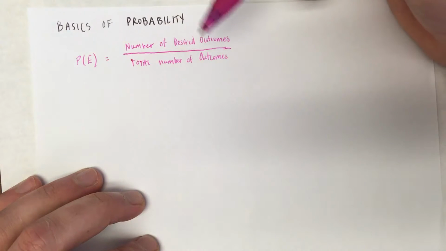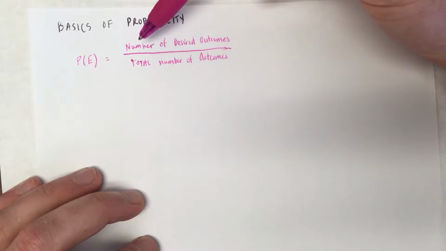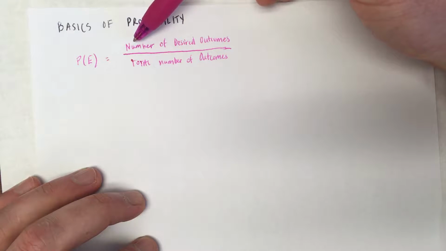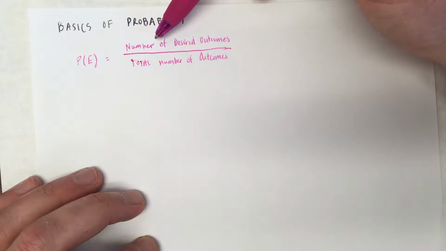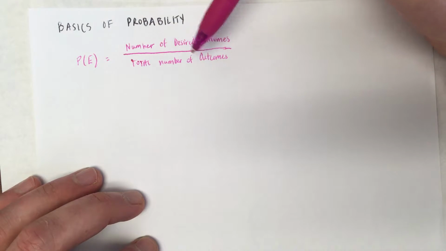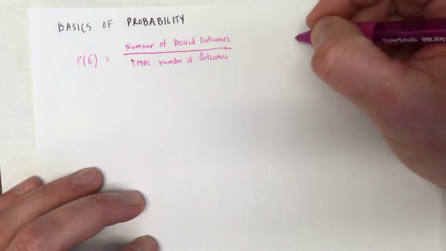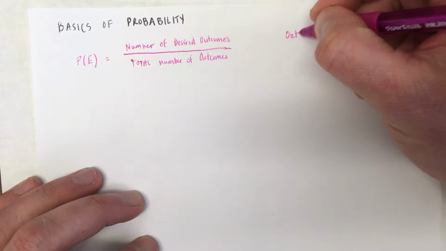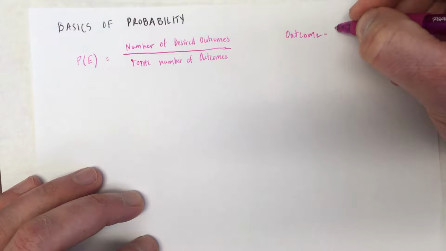Some examples of this would be if I wanted an even number on a die. Well, there are three numbers that are even on a die: 2, 4, and 6. So I wouldn't put 2, 4, 6 in here. I'd put the number of desired outcomes, which is 3, out of the total number of outcomes, which would be 6, because it's the numbers 1 through 6. If you're wondering what the word outcome means, an outcome is the result of an event.